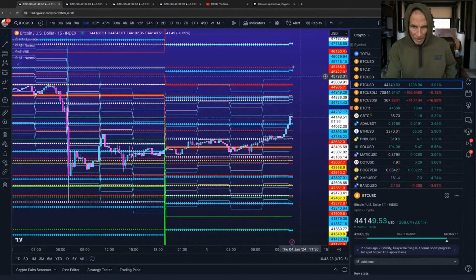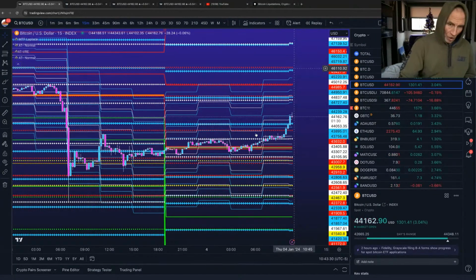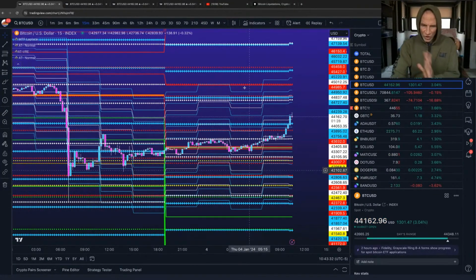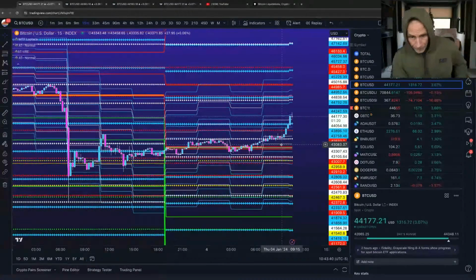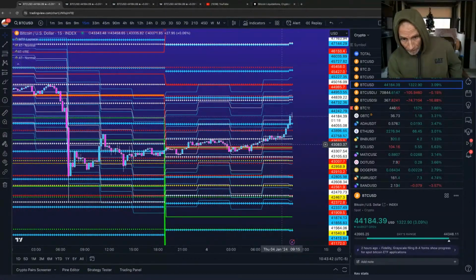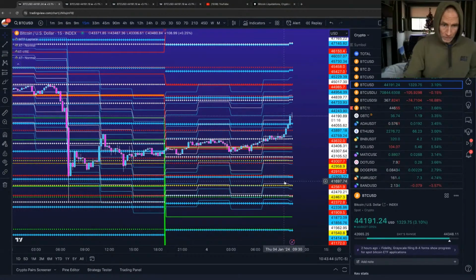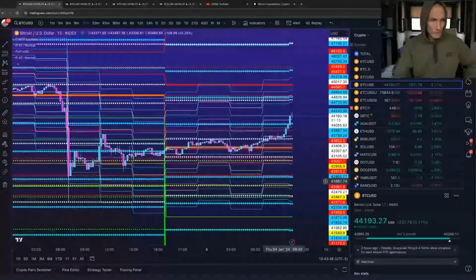46,150 area, top of the weekly volatility range for Bitcoin. Wouldn't be a bit surprised if this thing runs up there. I'm just looking at the VRE and today's distribution levels. This thing's set up to move up there. It's a very big gap in between these, at least on the 1 minute, it looks like it's a whole marathon.